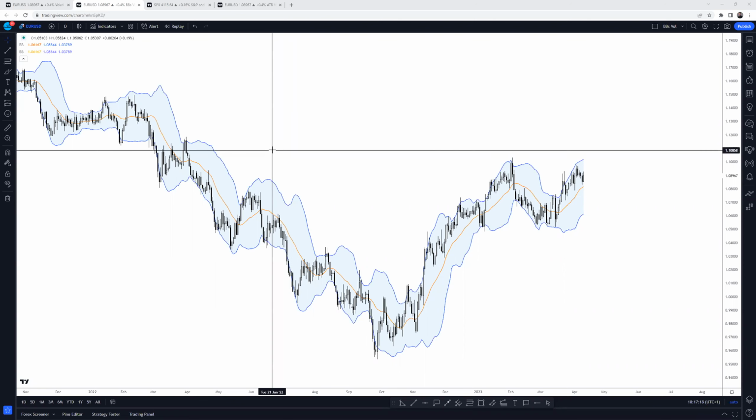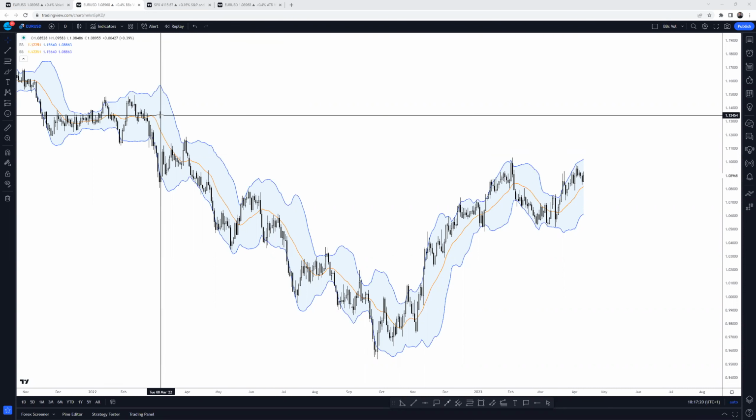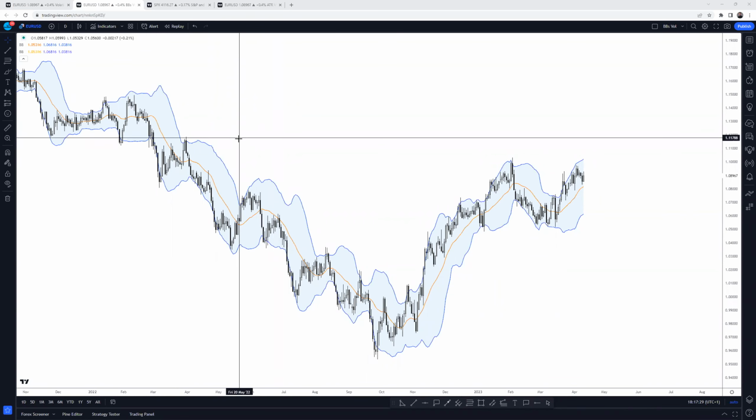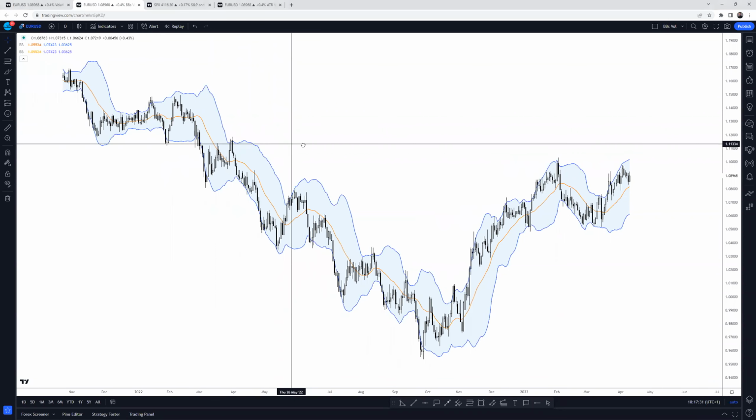So yes, we have the Bollinger Bands on the euro dollar daily time frame. Okay, loud and clear. Thank you very much, Zoran. Thank you, appreciate that. All right, so we have the Bollinger Bands on the euro dollar daily time frame, just in case I cut out before then.